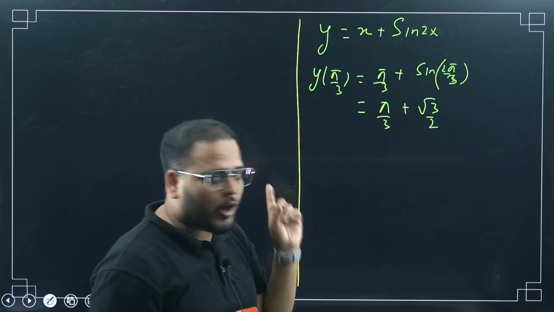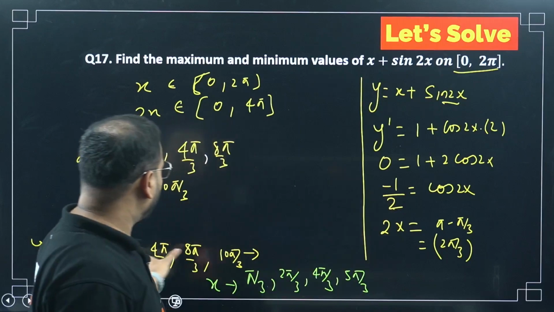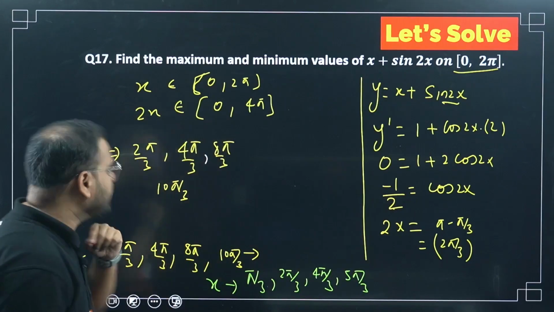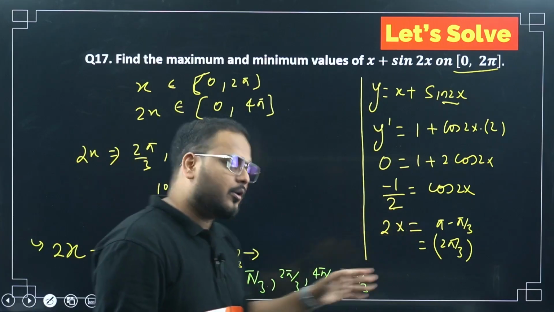Very simple. Cos is 1 by 2, right? Remember? It was always 1 by 2. I did for all these cases. It is coming every time 1 by 2, 1 by 2. Negative, it's okay. No problem.